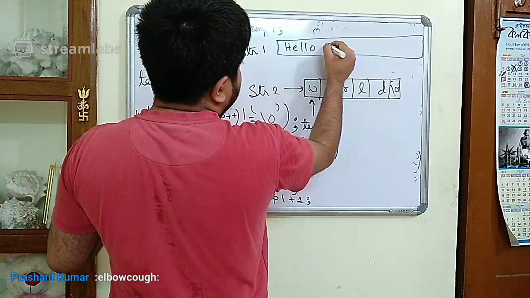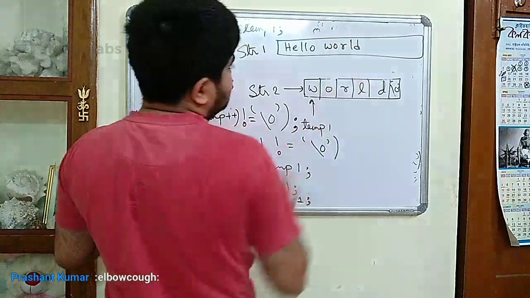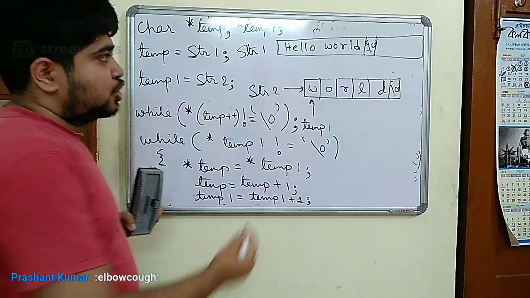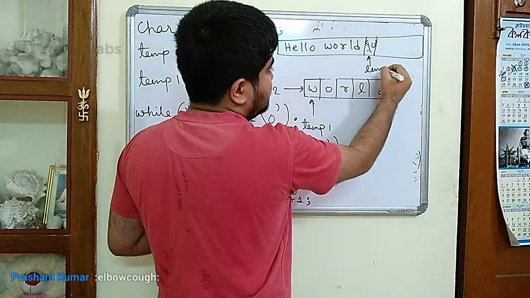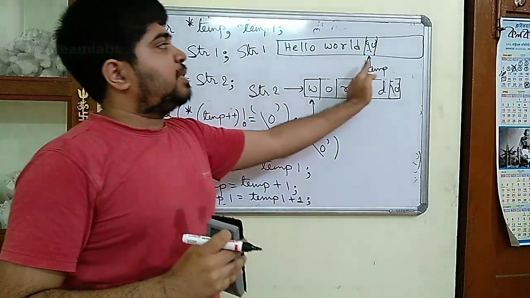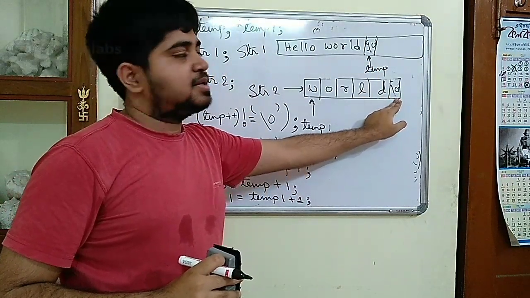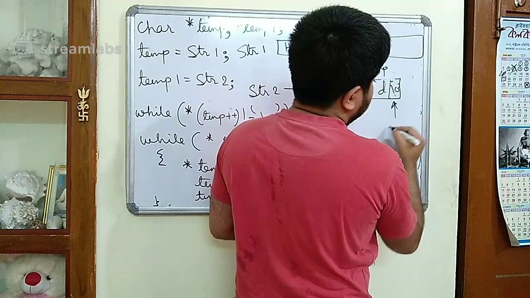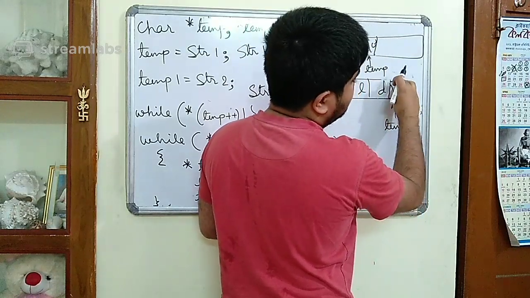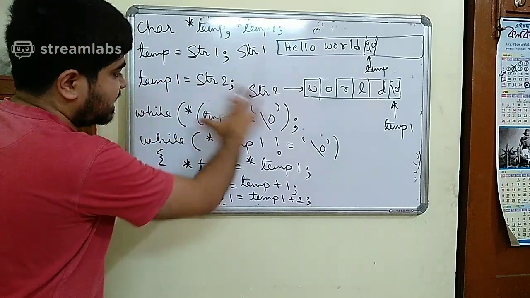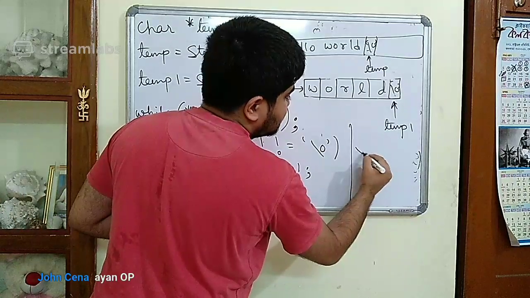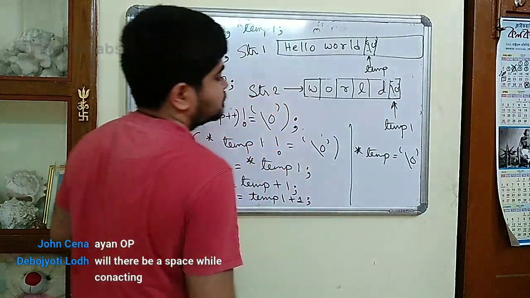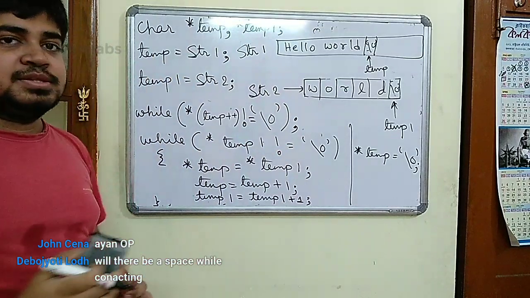Hello world. This will be there. But after this, I have to put a slash 0. Right? Temp is here. After this copying, temp is here. And temp 1 is here. So either I can copy the content of this to here, or directly specify after this very operation, simply star of temp equal to slash 0. Right? This can be done.